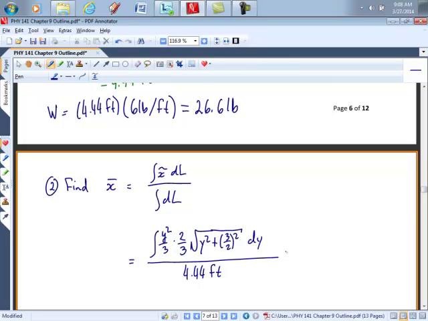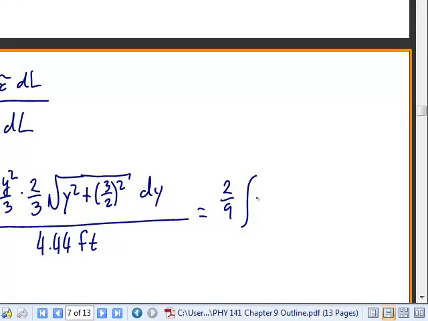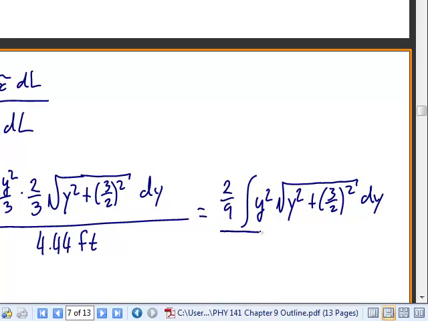All right. So we can simplify this a little bit. We can take a constant out. The 2/3, and the y squared over 3 is going to come out as a 2 over 9. 2 over 9 integral y squared root y squared plus 3 over 2 squared dy, all over 4.44 feet.